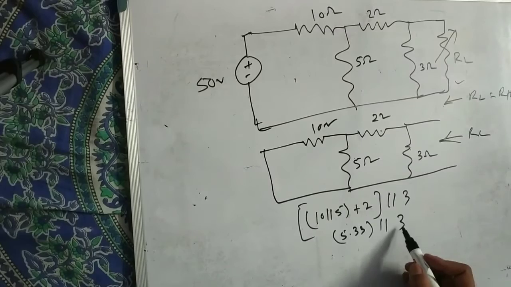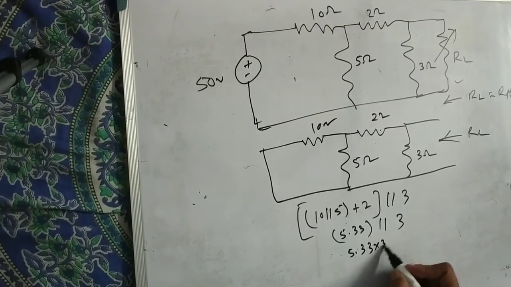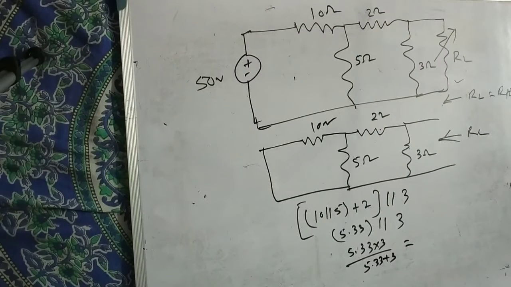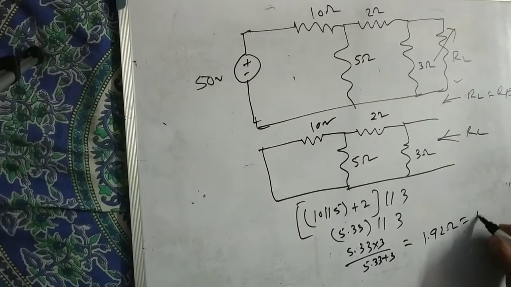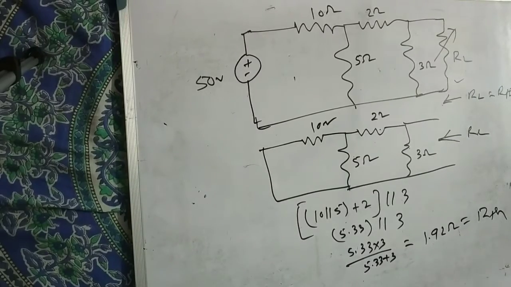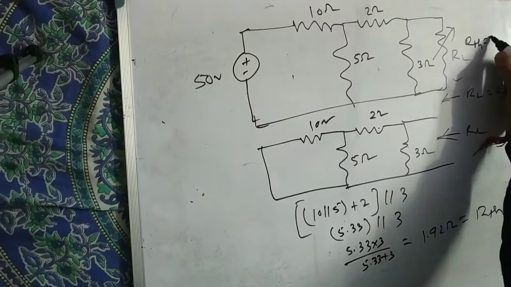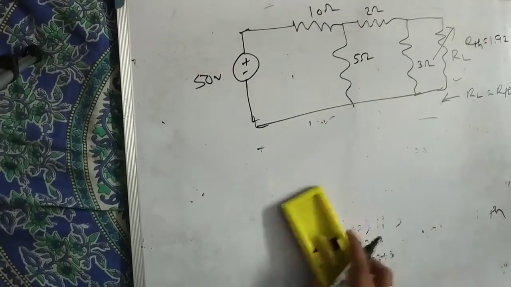Now 5.33 is parallel with 3 ohm, which means 5.33 into 3 by 5.33 plus 3, which means 1.92 ohm. So this is the RTH value. Let me write it here: RTH equals 1.92. Now I have to find VTH in the circuit.